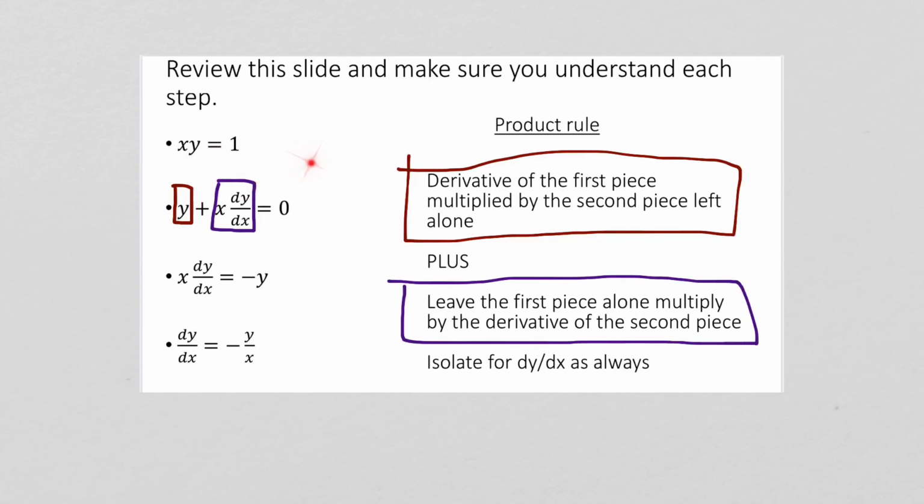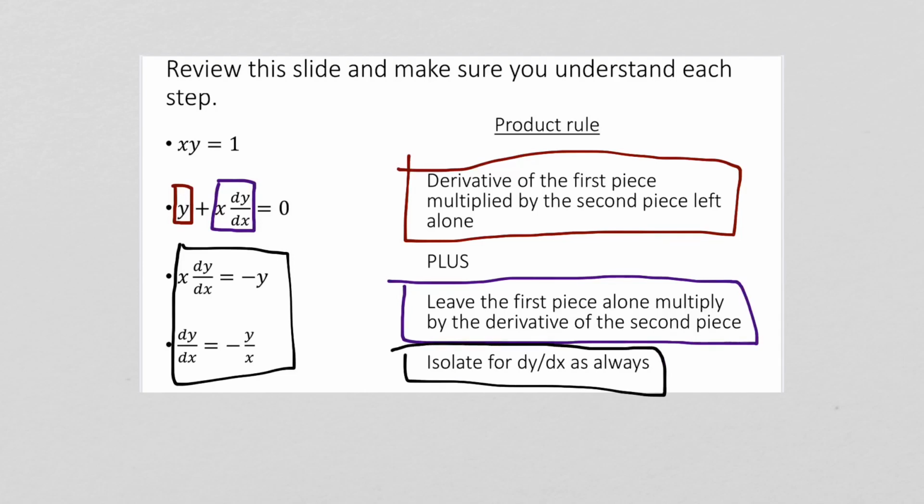And then from here, we're just going to isolate for dy dx as always. Okay, so these steps right here are just the steps where we're isolating for dy dx, just like we always have when we've implicitly differentiated. So if you need to pause to get this down, that's okay. And then we'll move on to some more examples.